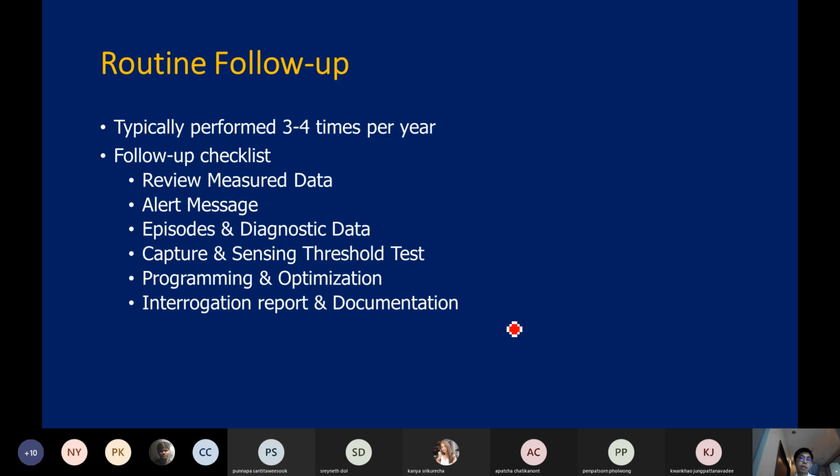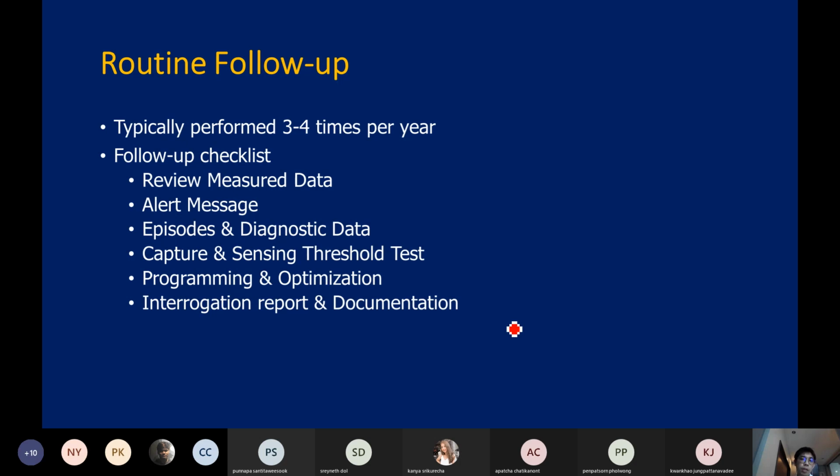The follow-up of the CRT is typically performed 3 to 4 times per year, or every 4 to 6 months. In the guideline, they usually perform the follow-up at 4 months or 3 months. But in Thailand, in clinical settings or in some hospitals with a lot of patients, some patients have to check the CRT biannually, not as frequently as the guideline recommends.